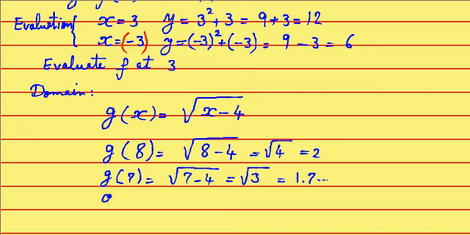Now, what if I had asked for g of 1? G of 1 would be 1 minus 4, and that's the square root of minus 3, and that's an entirely different animal. You cannot take the negative of this number and use that, because if you square it, you don't get minus 3, you again get 3. So what is the square root of minus 3? It is referred to as an imaginary number.